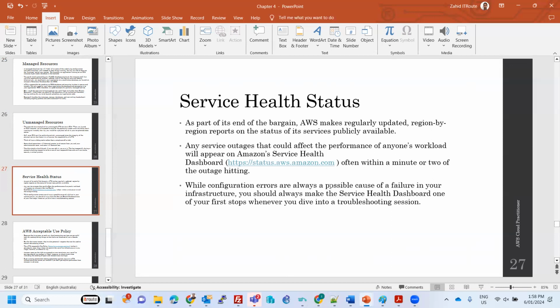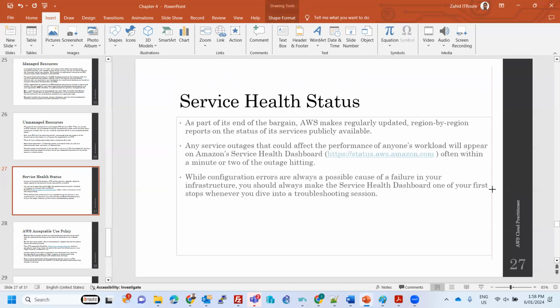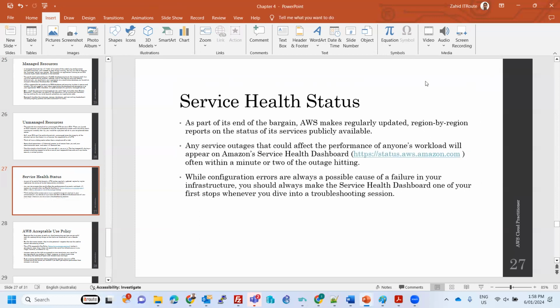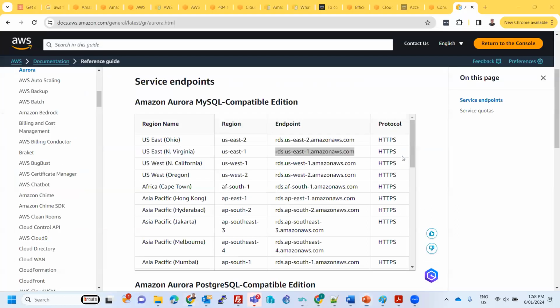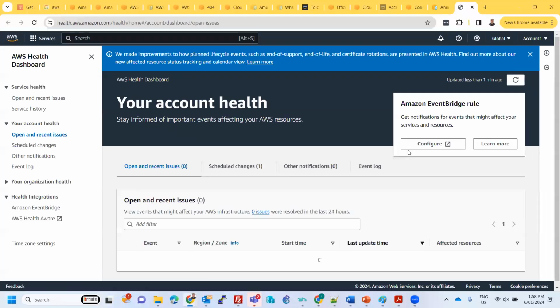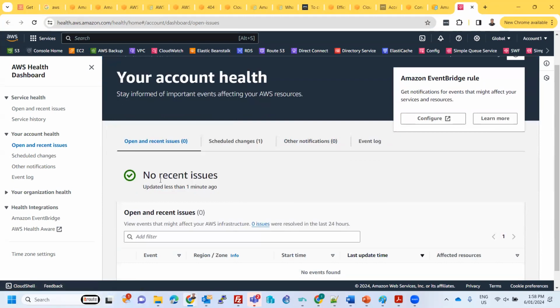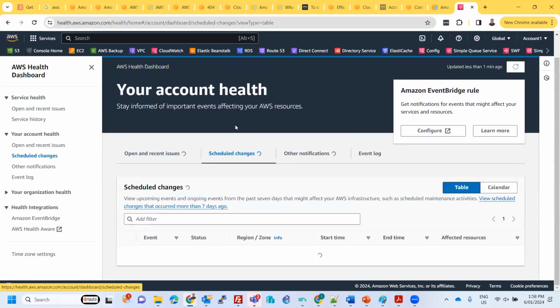While configuration errors are always a possible cause of failure in your infrastructure, you should always make the service health dashboard one of your first steps whenever you dive into a troubleshooting session. So service health, in here, you can see whether any update or any issue is happening. If I click here, it's similar to Microsoft, where we also have a help section, right? No recent issues. Scheduled changes.